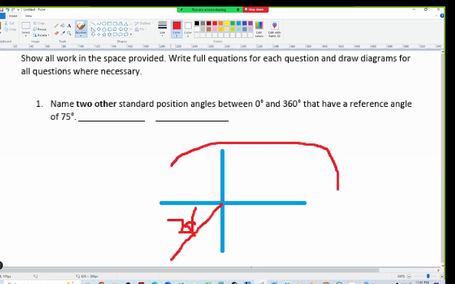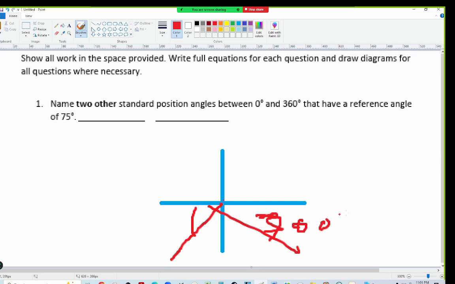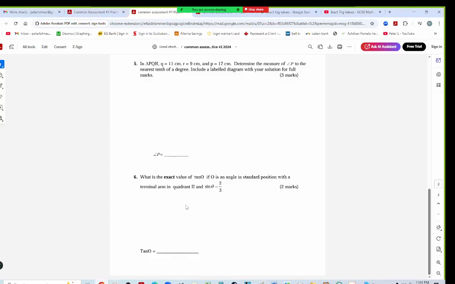I go 180 plus another 75, 255. We came up with the two of them. The last one is always 360 minus the angle. So the last one is 285. But they only wanted two, so just give them what they want.